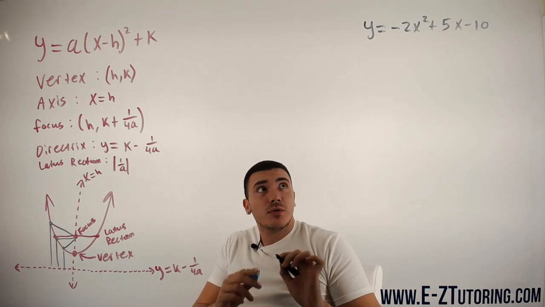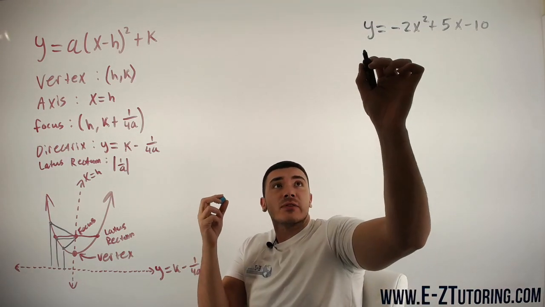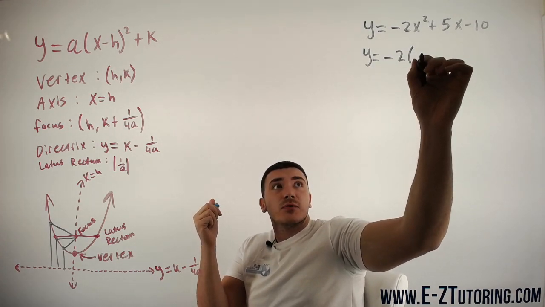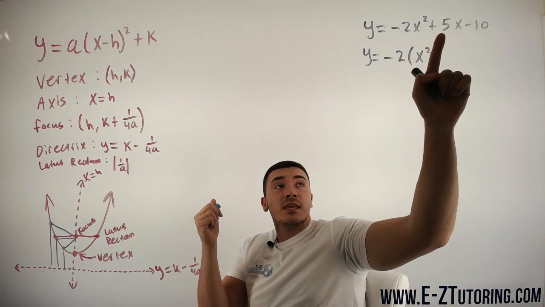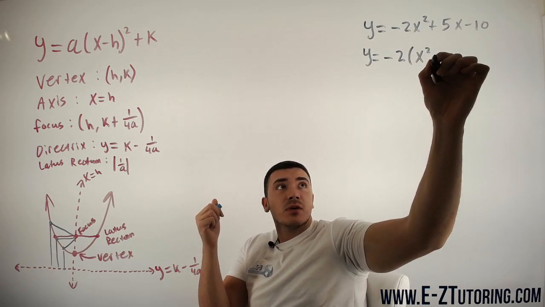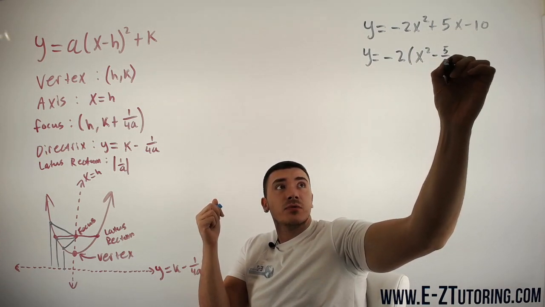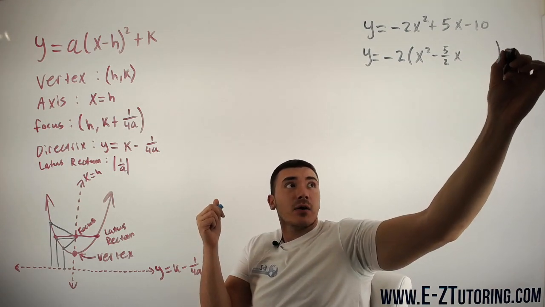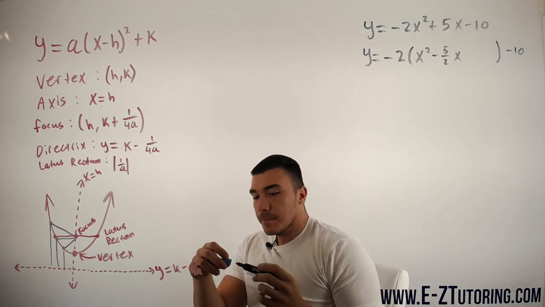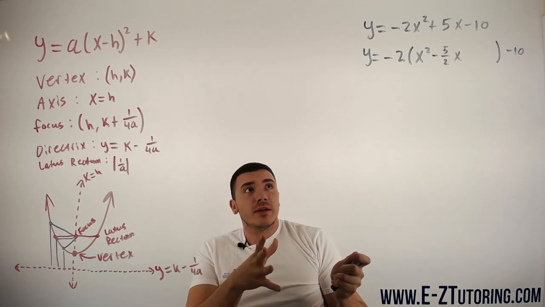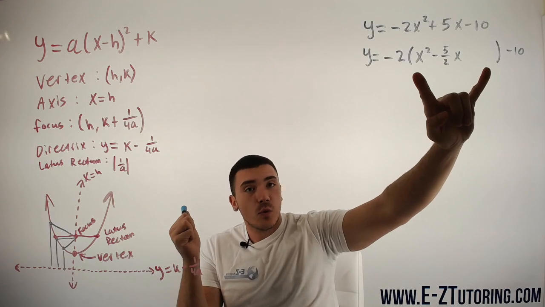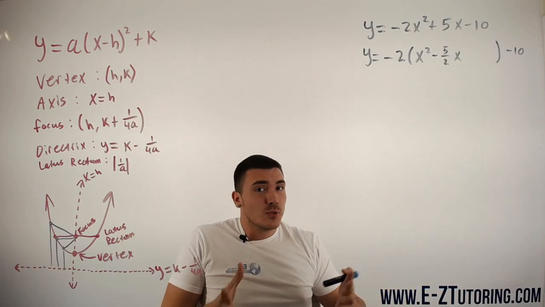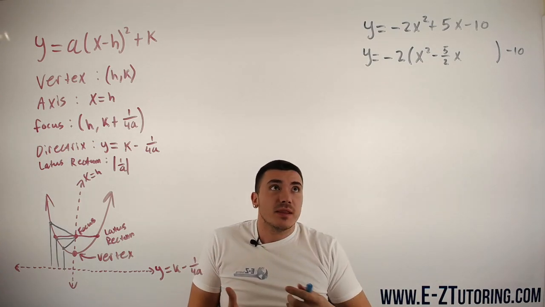So what we should do is we should factor out a -2. We are going to factor out a -2, but only from these two terms. Then over here, we are left with -5/2 x. And I'm going to leave some room, and I'm going to put the -10 on the outside of the parentheses. So what I'm doing here is I'm basically completing the square so I can get something squared, and I'm going to add and subtract something that will allow me to complete the square.